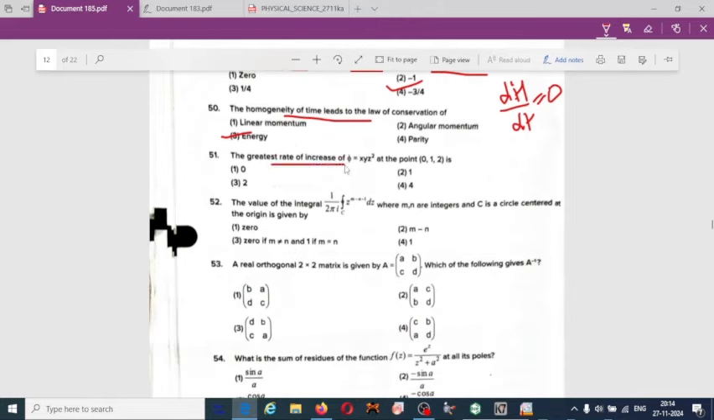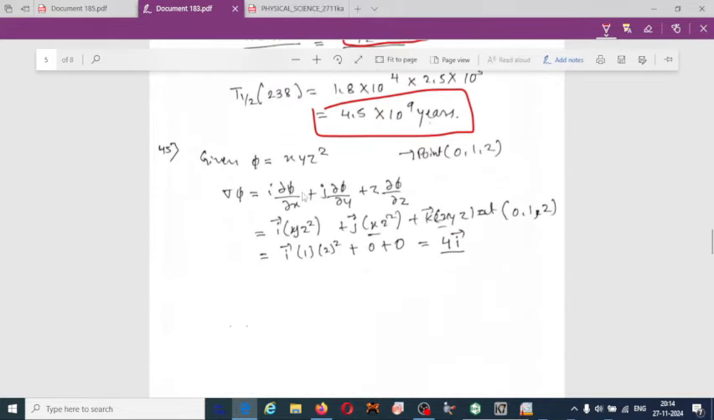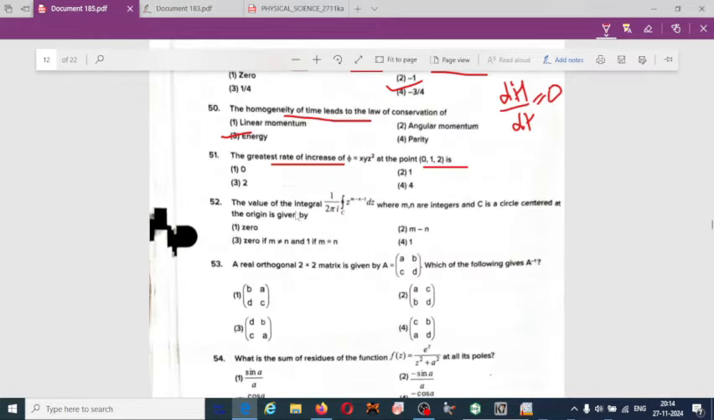Greatest rate of increase of phi equal to xyz square at 0, 1, 2 is, so here I have solved phi equal to xyz square at the given point. If you take del phi, you will get this equation. Substitute the value of 0, 1, 2, so these two are 0 and you will have 4i. That means option 4 is correct.